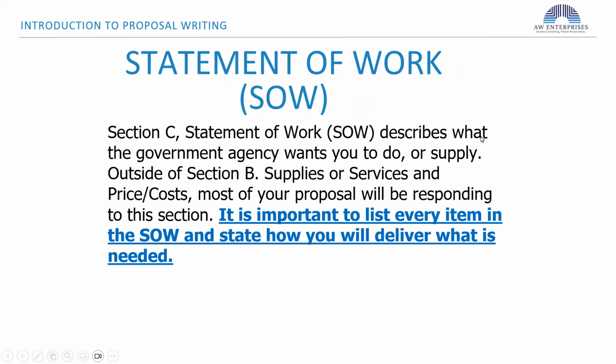So this section, again, is addressing the technical aspects that they're asking for in the particular work you're going to be doing. Section C, statement of work or performance work statement in some cases, describes what the government agency wants you to do or supply. Outside of section B, supplies or services and price cost sections, most of your proposals will be responding to this section. So it's normally the largest section that you would be responding to.